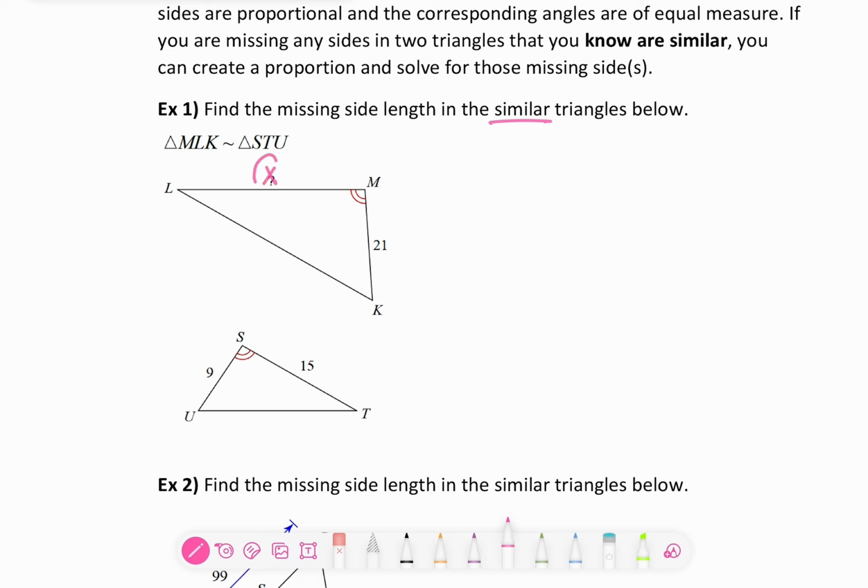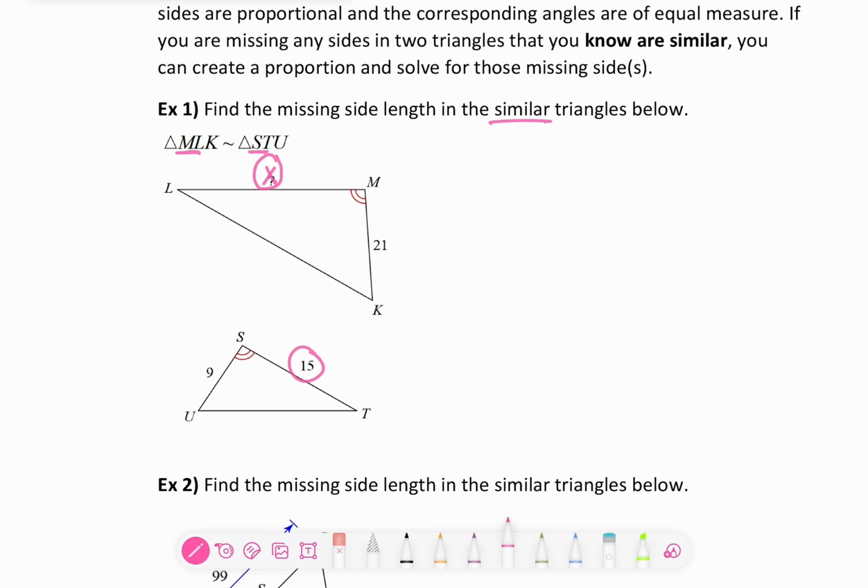And so I need to figure out what side in the other triangle corresponds to that side. The side labeled X is actually LM. So it's this side here, LM. And so if I look at my similarity statement, L and M are the first two vertices in the first triangle. So the first two vertices in the second triangle are ST. So that means that if I go to the other triangle where ST is, so that's this side that's labeled 15, that must correspond with the missing side that we're looking for, which I called X.